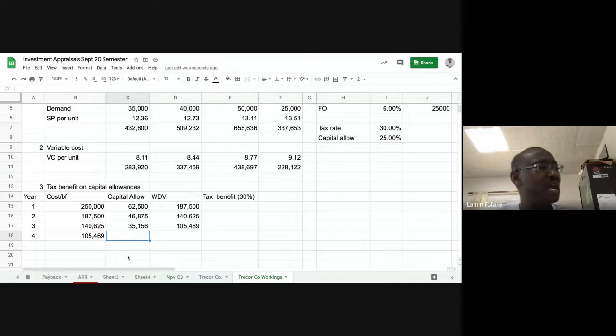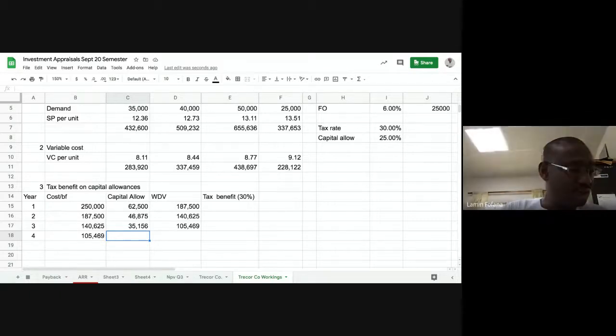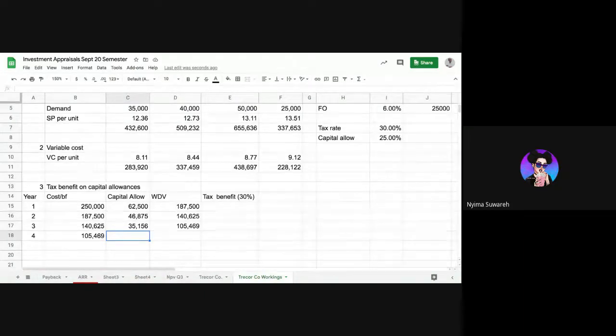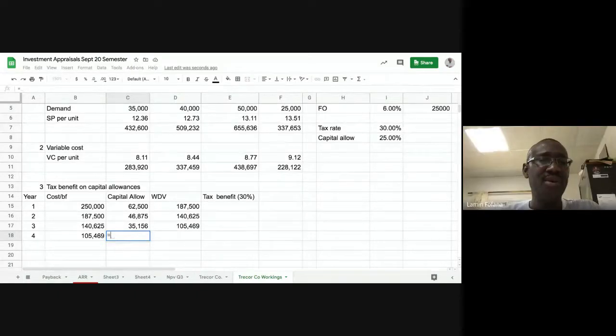But then, mind you, we are getting some proceeds. How much? What's the cash proceed? 5,000. So our capital allowance in the final year of the asset will be everything, the brought forward WDV, written down value, less the disposal proceed. So it's going to be 105,469, which is the final balance at the end of year 3, less our disposal proceed. So that gives us 100,469.